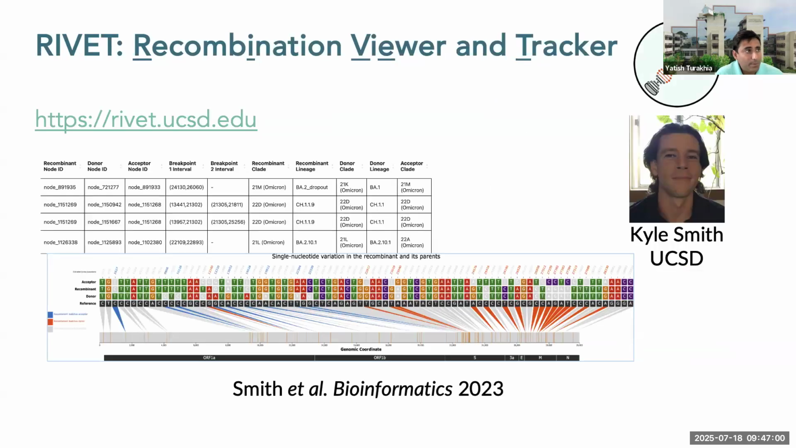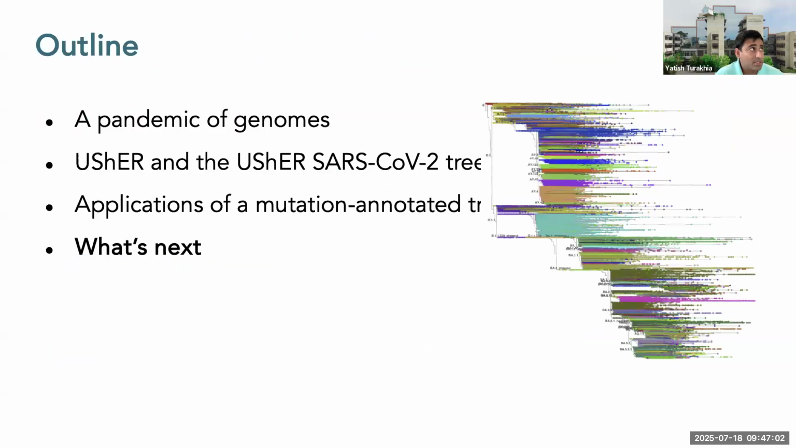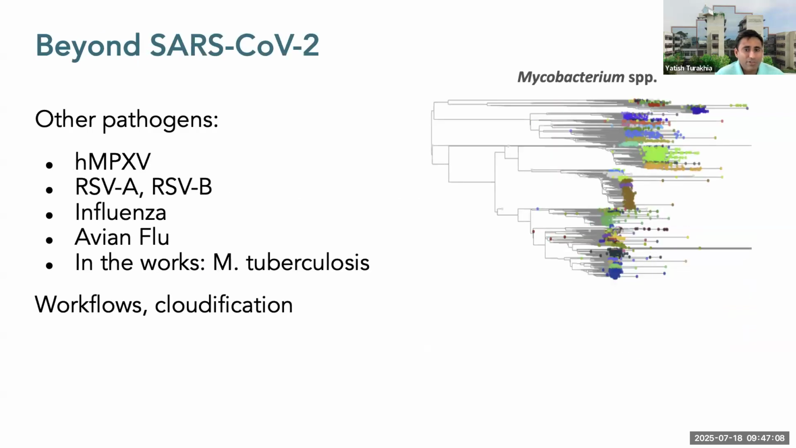And in fact, it can be used to identify recombinant strains as well. So that's pretty much what I had planned in mind. I would just say that we are actually extending Usher to many pathogens. In fact, we've done that already for monkeypox. We've done that for RSV, influenza, avian flu, and many others.